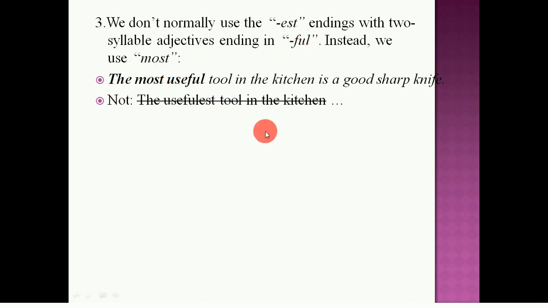For example, the most useful tool in the kitchen is a good sharp knife. ما نقولوش the usefulest. okay. مع انه useful فيه two syllables. okay. بصح اي adjective فيه two syllables بصح يخلص بالsuffix full يعتبر انه long adjective. طبق عليه القاعدة تاع long adjective يعني زيد له the most. okay.